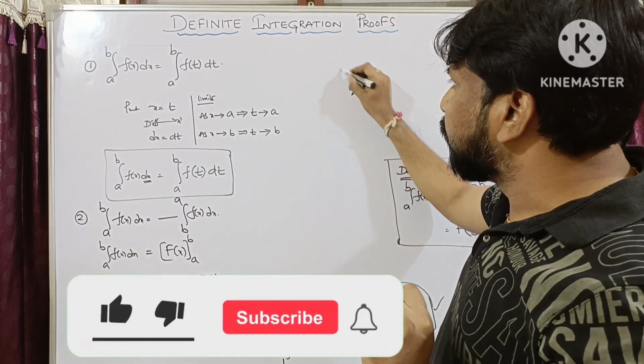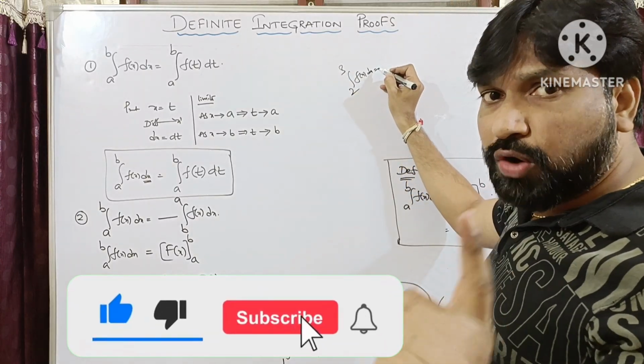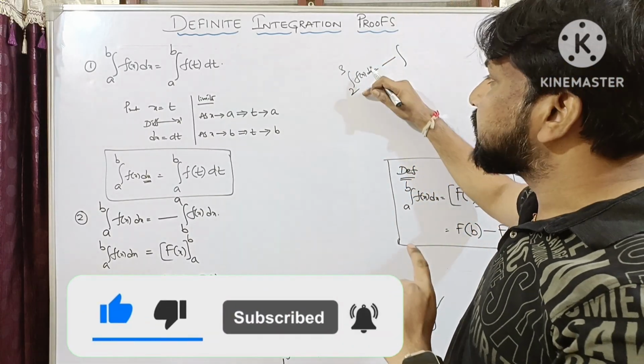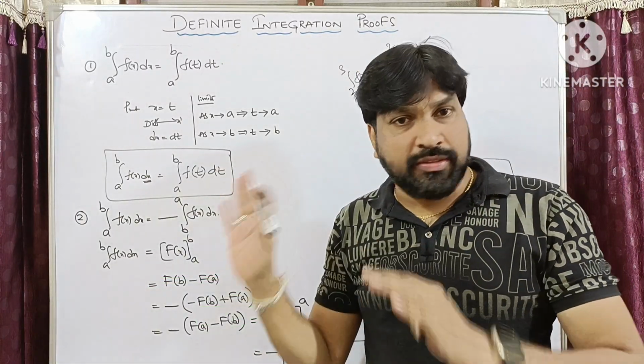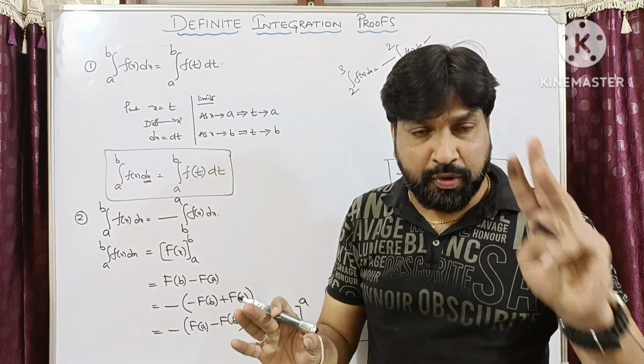Meaning, if you have integral 2 to 3 f of x dx, and you want the negative sign outside, you can write the negative sign and just interchange the limits. So we are going to use it in such kinds of cases. That's all the application. But usually they never ask. Now the next important proof.